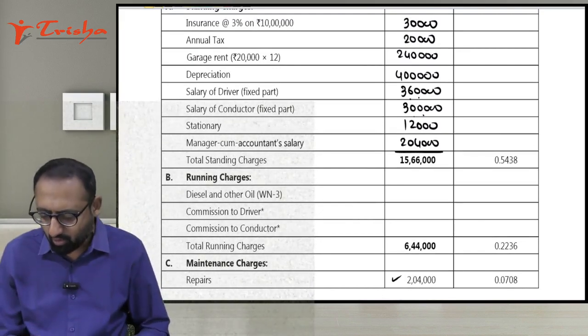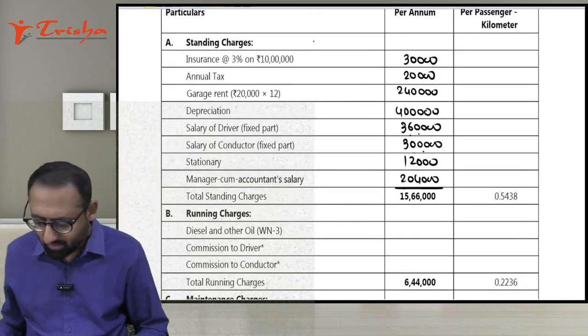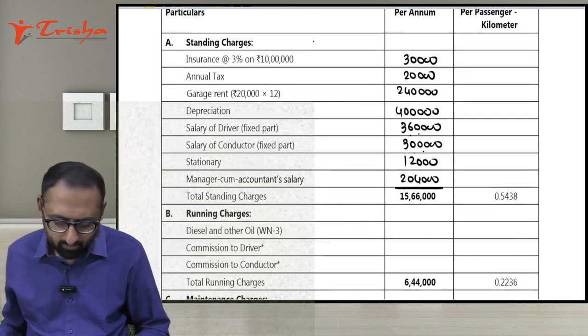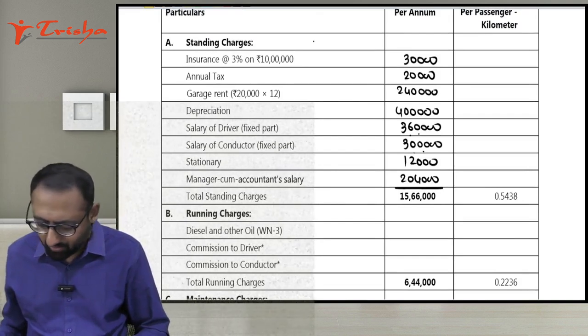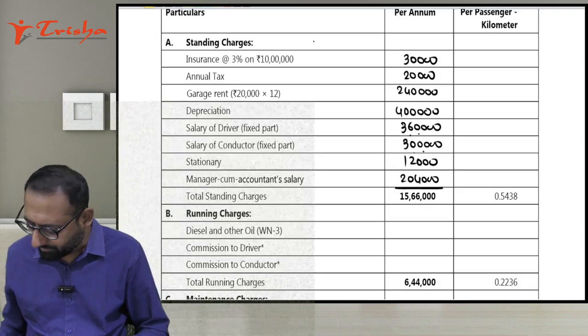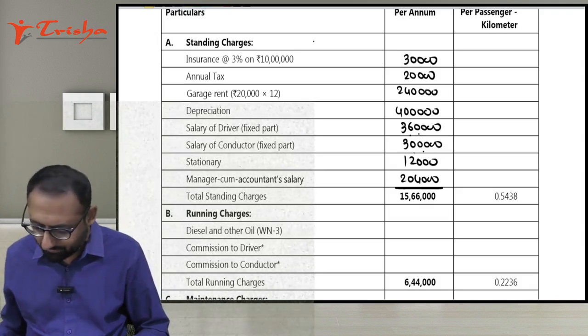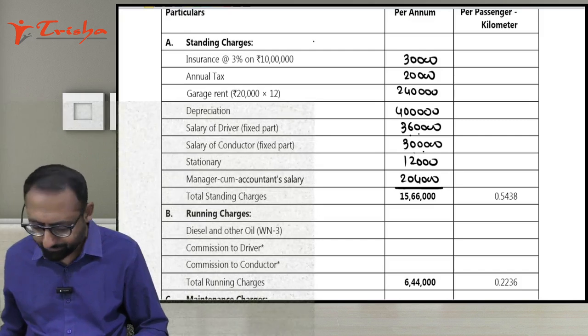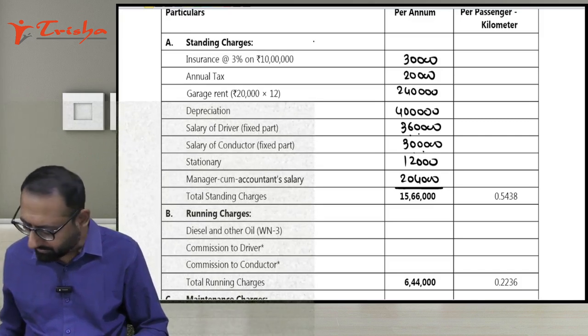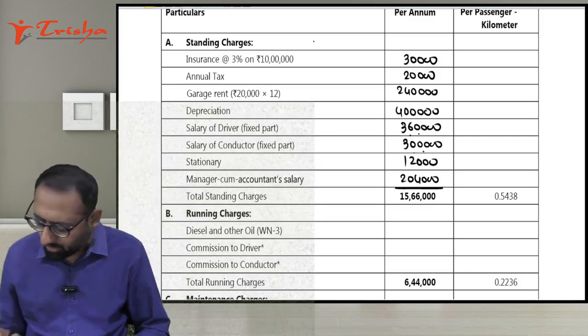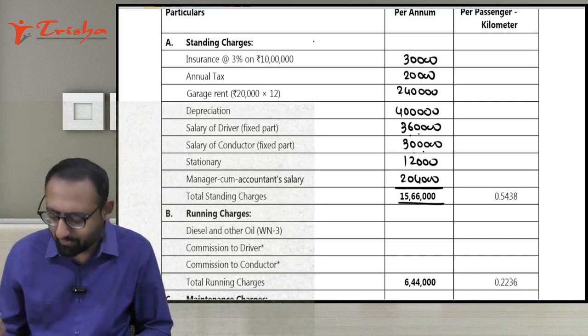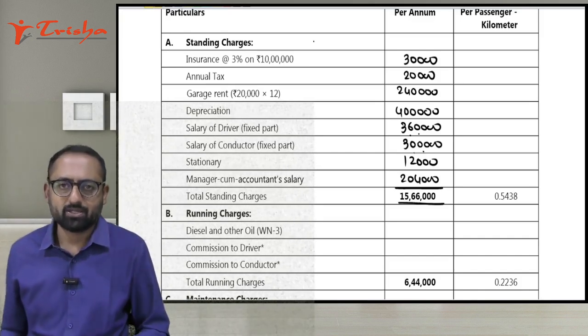Let's take a total of all these expenses. 30,000 plus 20,000 plus 2,40,000 plus 4 lakh plus 3,60,000 plus 3 lakh plus 1,20,000 plus 12,000 plus 2,04,000. 15,66,000 is your total standing charges.